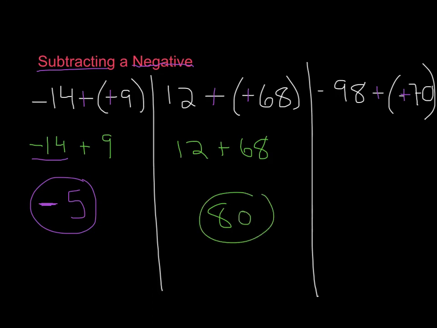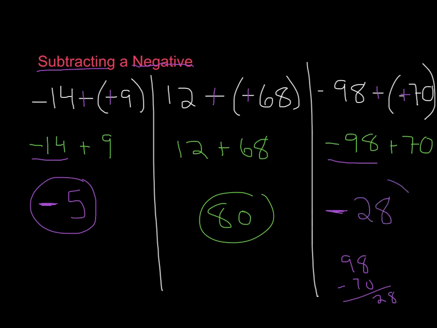And now the last one, after we added the opposite, we have negative 98 plus 70. And these are different signs. We have to play tug of war. Negative 98 wins, so my final answer is negative. And now I have to do 98 minus 70, which is 28. So my final answer is negative 28.